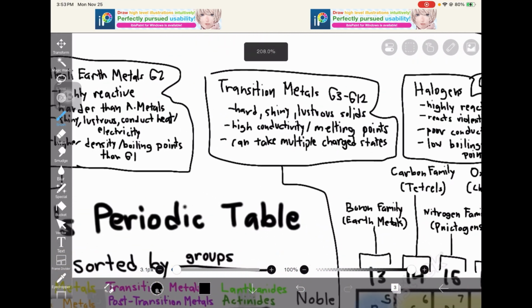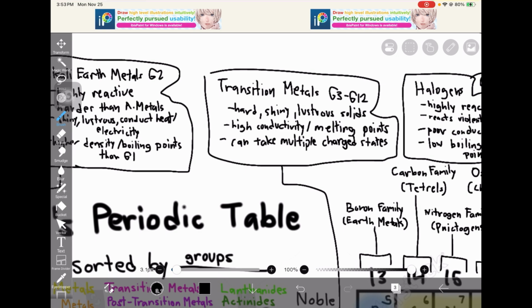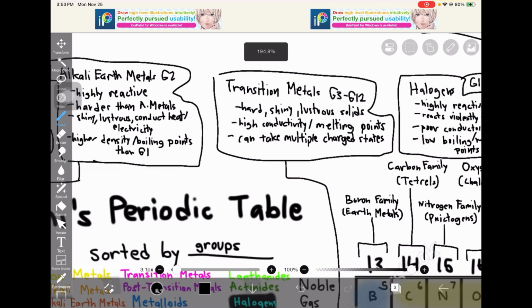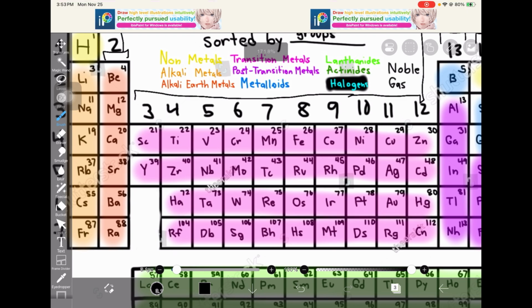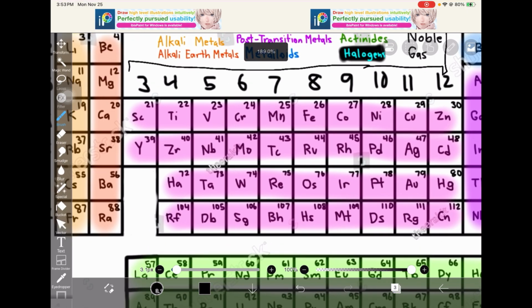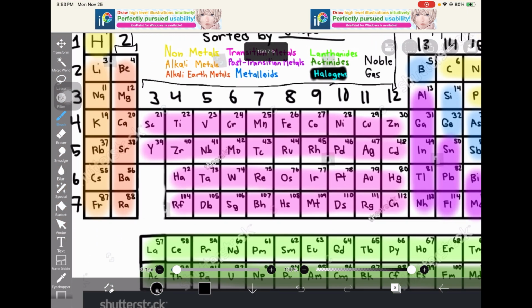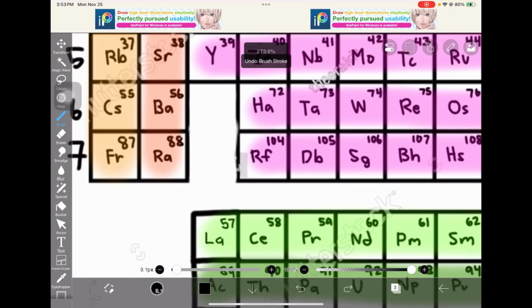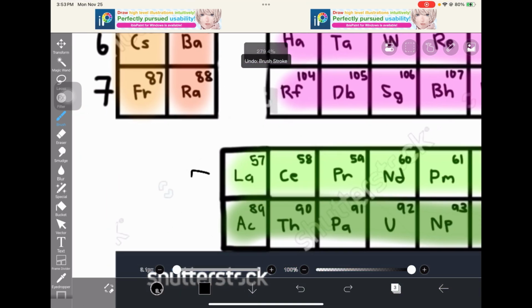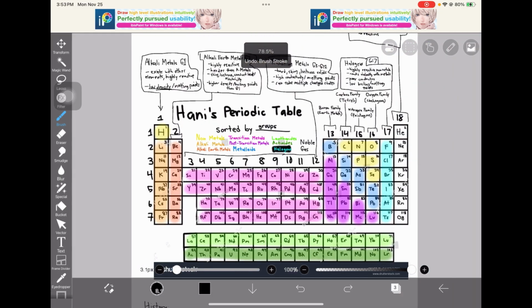Next is the transition metals. These are hard, shiny, and lustrous solids with high conductivity and melting points. They can also take on multiple charge states. These are all of the transition metals. I'm not really gonna name all of them, but they are just transition metals here. By the way, I'm actually a little confused if lithium and actinium, I believe, belong here, or do they belong here? So that's actually a little confusing.